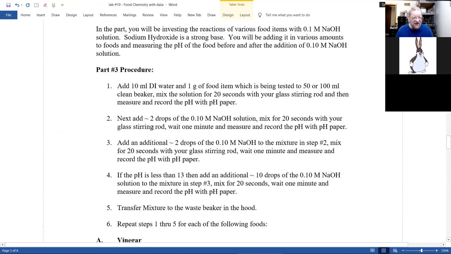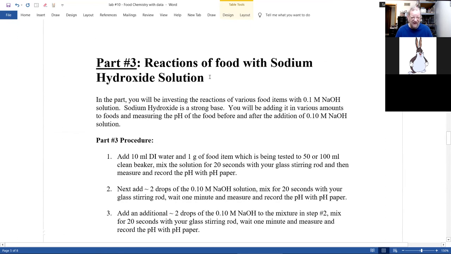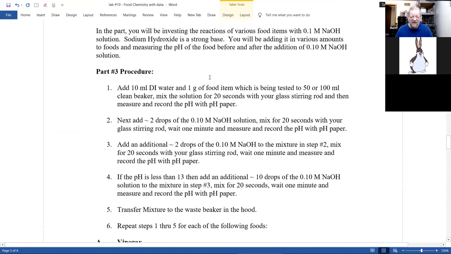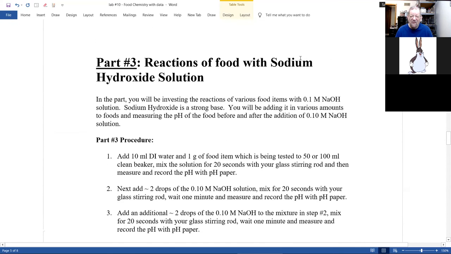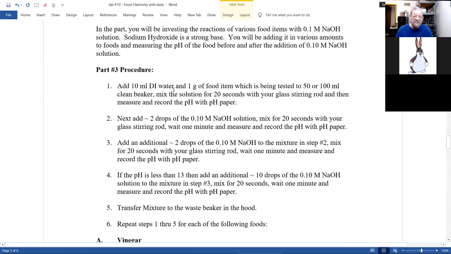The other base you're gonna test and do the same thing is sodium hydroxide, NaOH. And notice we'll be using a 0.1 capital M. You know what that means, molar solution of sodium hydroxide. By the way, sodium hydroxide normally is a white solid, but you dilute it in water to make a molar solution, which you can add easier to different things.